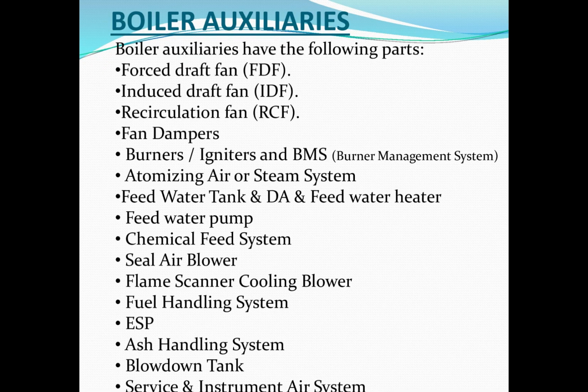Boiler auxiliaries. Boiler auxiliaries have the following parts: forced draft fan FDF, induced draft fan IDF, recirculation fan RCF, fan dampers, burners, igniters and BMS burner management system, atomizing air or steam system, feed water tank and DA and feed water heater, feed water pump, chemical feed system, seal air blower, flame scanner cooling blower, fuel handling system, ESP, ash handling system, blowdown tank, service and instrument air system.